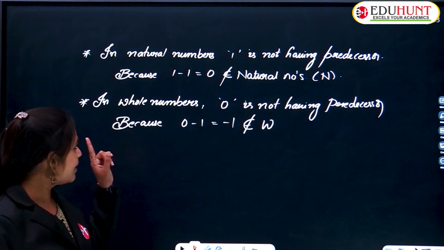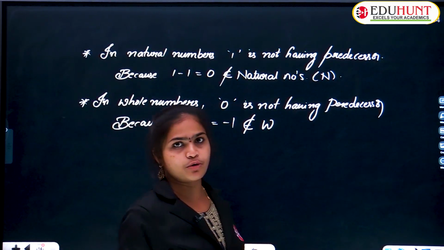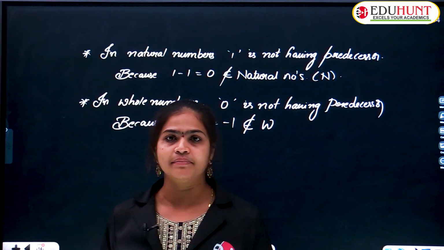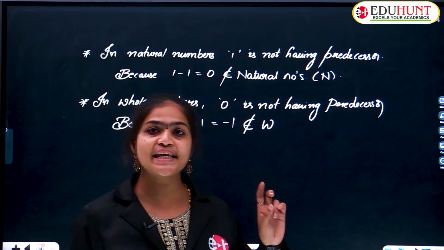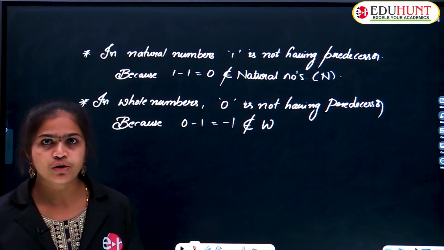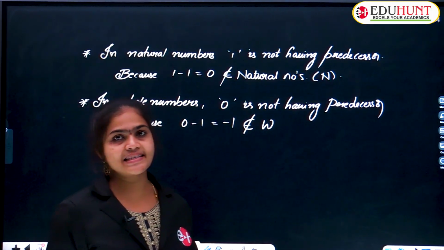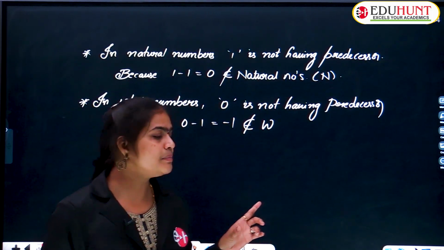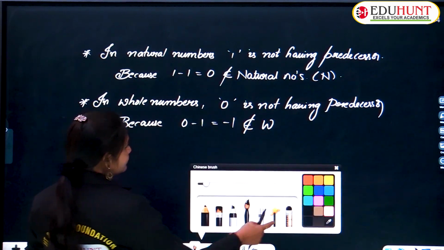That's why, in whole numbers, the number which does not have a predecessor is 0. In natural numbers, the number which does not have a predecessor is 1. After whole numbers, we have integers. We already discussed integers deeply in the previous concept. Now I will just tell you the definition.